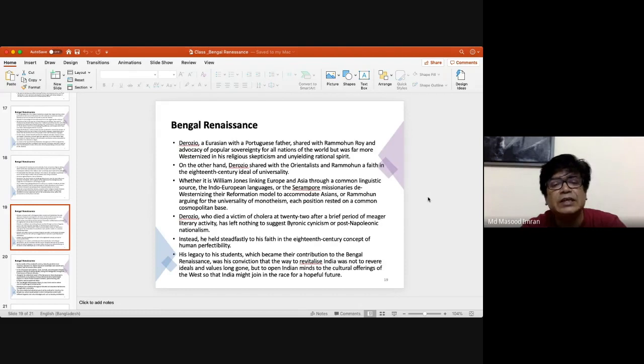His legacy to his students, which became their contribution to the Bengal Renaissance, was his conviction that the way to revitalize India was not to reverse ideals and values long gone, but to open Indian minds to the cultural offering of the West, so that India might join in the race for a hopeful future.